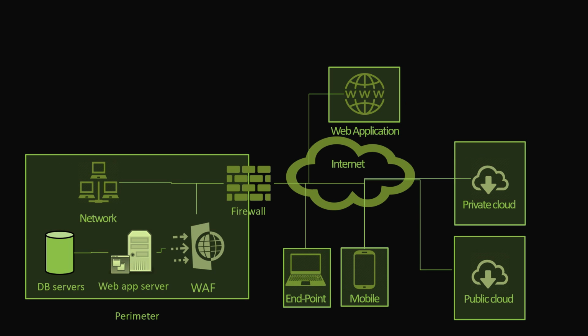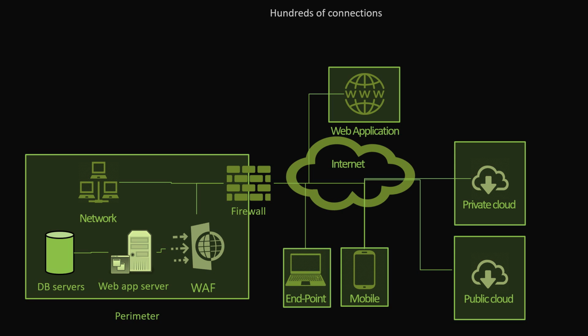As you can see here, John has his corporate perimeter network protected by a firewall. He also has a web application firewall protecting his web application servers and database servers. He also has protection on his endpoints, on his mobile devices, on the private cloud assets of the bank, and on the public cloud assets of the bank. He even recently did various penetration testing on his web application.